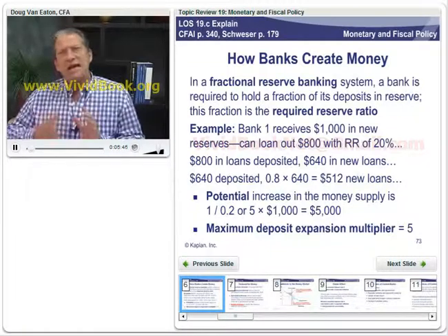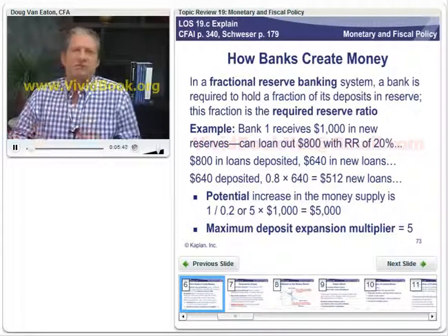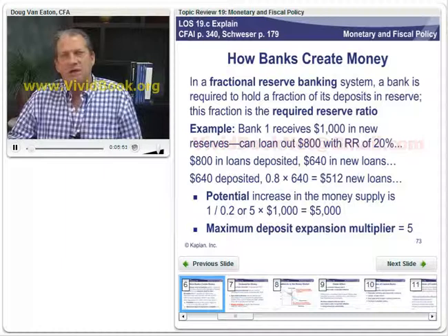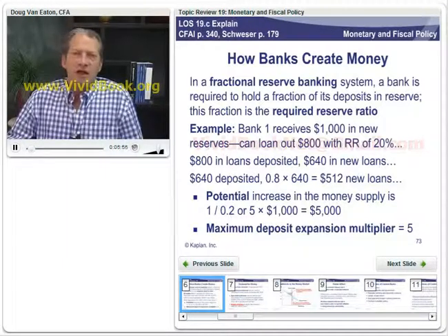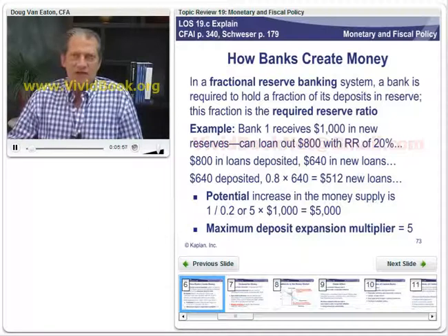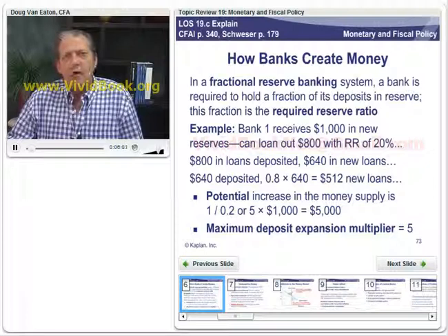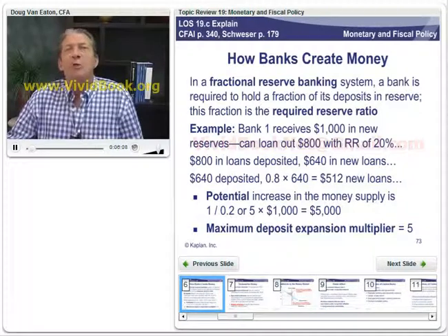So the potential at the end of this process, or in the limit, is that an injection of $1,000 into the banking system could potentially create a $5,000 increase overall. So our maximum deposit expansion multiplier here is just 1 over the reserve ratio, which is 5.